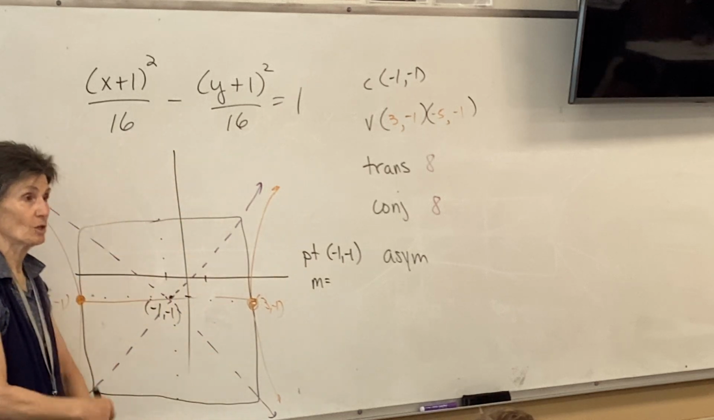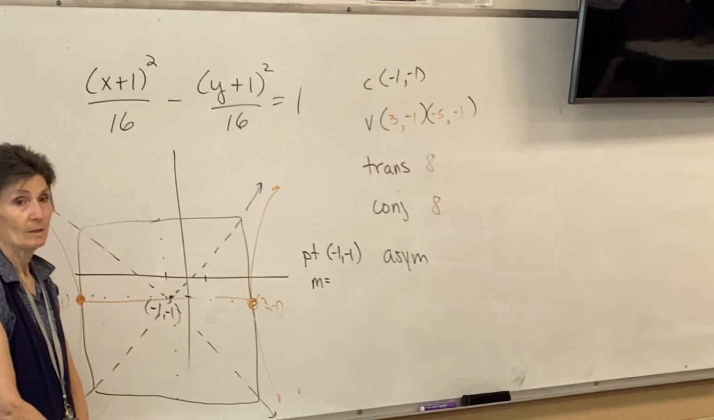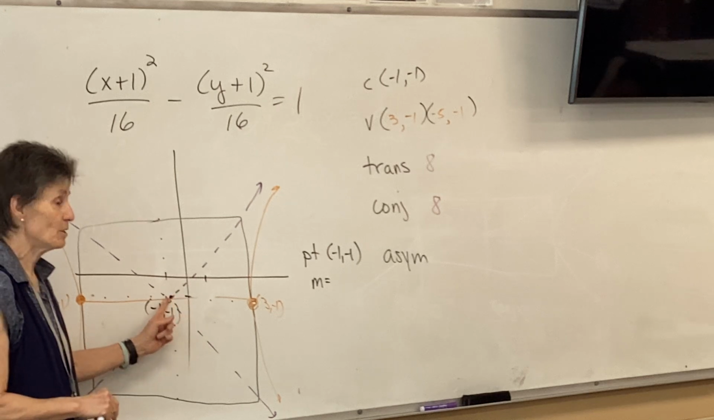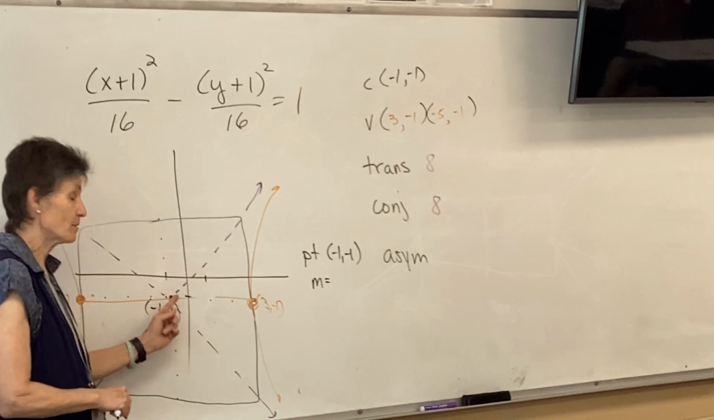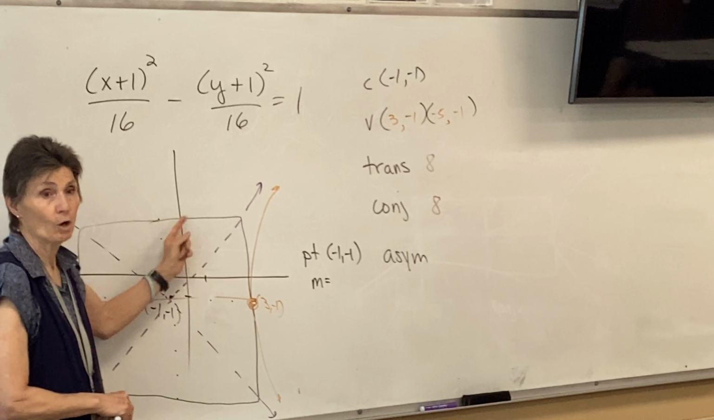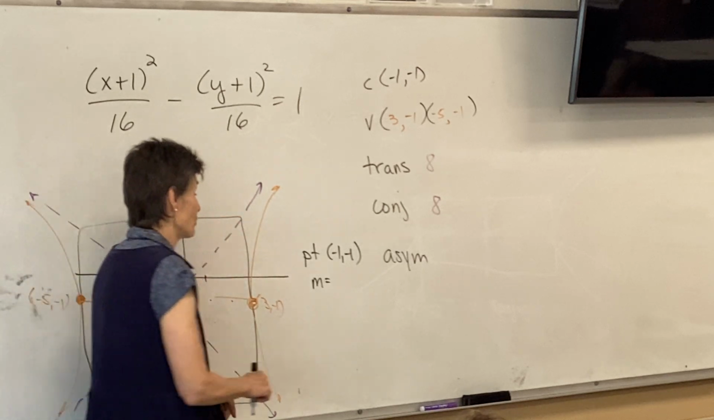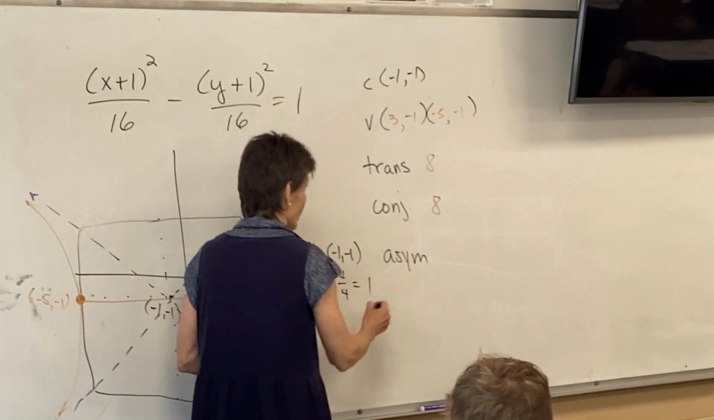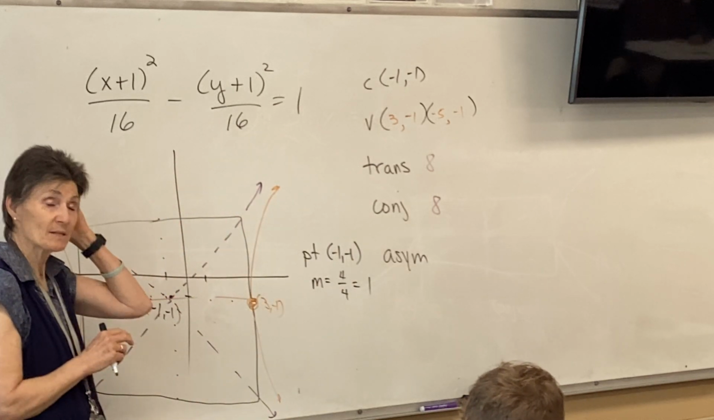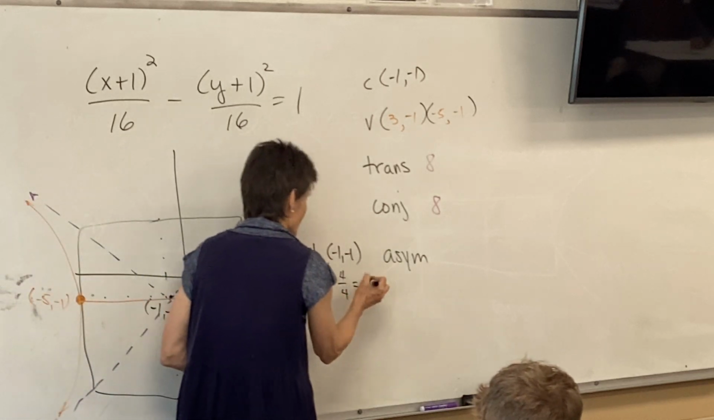Now, how do I find the slope? Does anybody remember that from last time? I need the number for the slope. How do I get the number? When you built the box, you started at the center and you counted up how many? 4. And over how many? 4. So slope is rise over run. Your slope is 4 over 4 or 1. But remember, there's 2 asymptotes and they always have the same slope. One is positive and one is negative. So your slope is actually plus or minus 1.